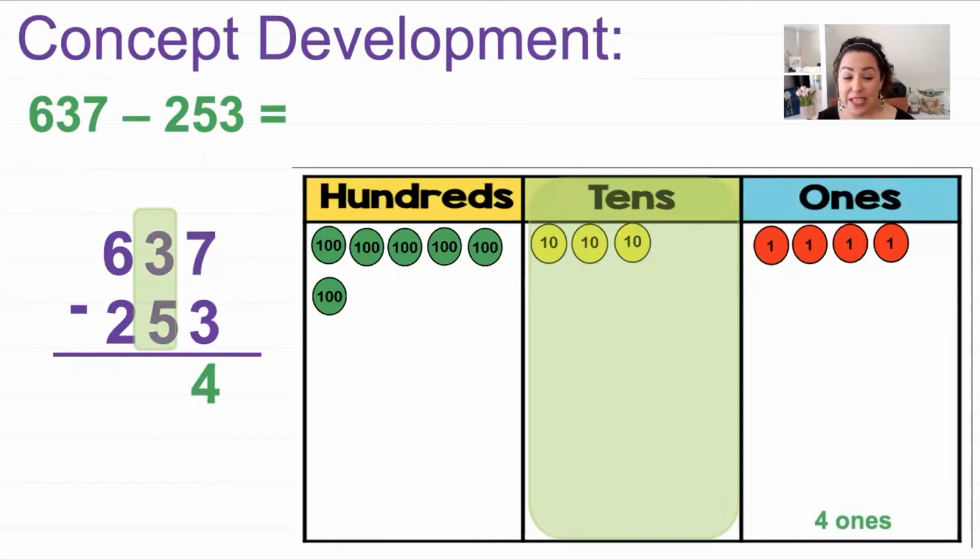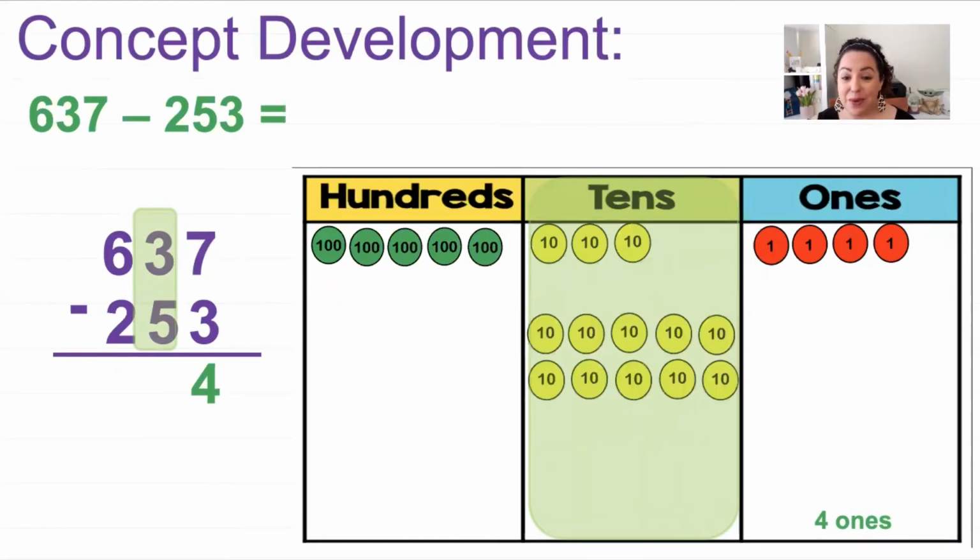I have 3 tens and I've got to take away 5. Well, more on the floor, then go next door and get 10 more. And there they are. Did you see that? My 100 came over and now I have 10 more. So now I have 13 tens. All right, now let's go ahead and take away 5. And when I take away 5, I'm left with 8 tens.